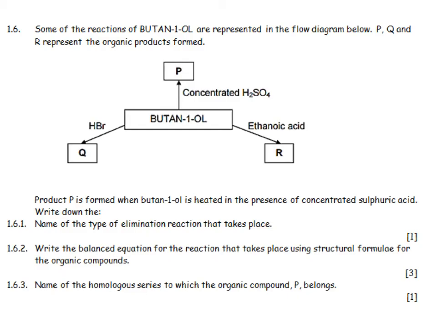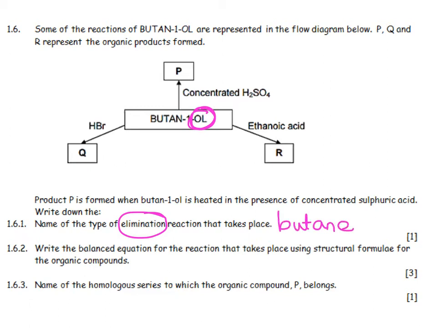Some reactions of butan-1-ol are represented in the flow diagram below. P, Q, and R represent organic products. Product P is formed when butanol is heated in the presence of concentrated sulfuric acid. Name the type of elimination reaction. It's an elimination reaction. I'm telling you that. So you're going to take the butanol and you're obviously going to get rid of the alcohol group and you're going to be left with butene.